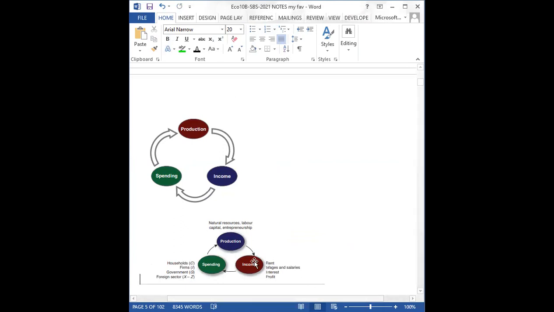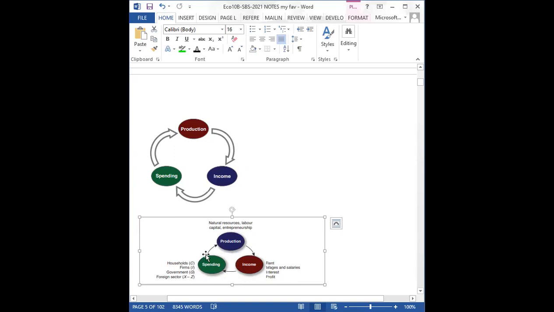And you can see again on this particular diagram that the production uses the natural resources, the factors of production, the labor, the capital, the entrepreneurship, and in turn the households are remunerated in the form of rent, wages and salaries, interest and profits. This is the income method of measuring GDP.